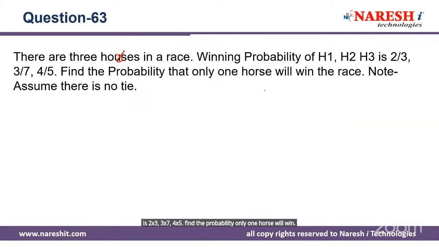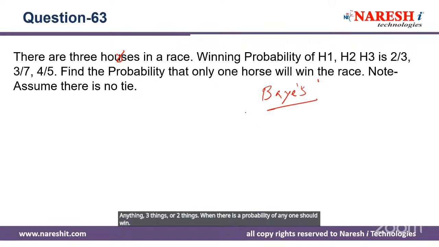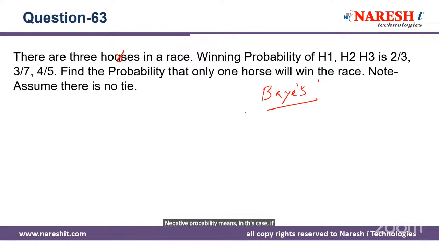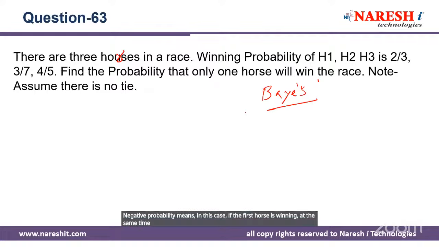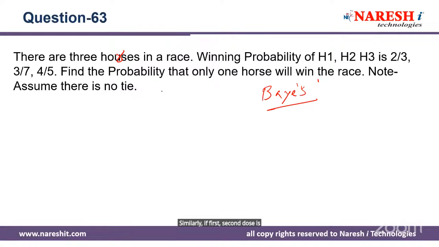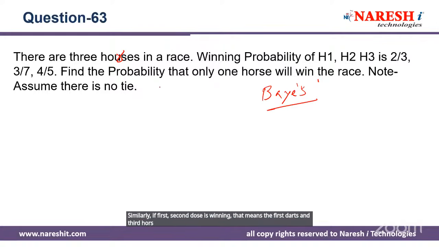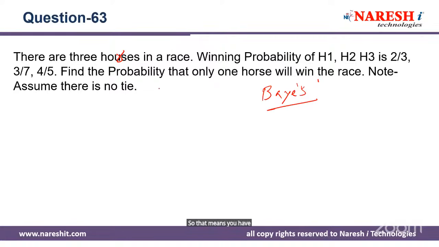Assume that there is no time. This is called the concept of Bayes theorem. Bayes theorem means when there are two or three things, and there is a probability of any one winning, you also need to consider the negative probability. In this case, if the first horse is winning, at the same time the second horse and third horse are losing. Similarly, if the second horse is winning, the first horse and third horse are losing. So you have to consider the winning probability of one horse and the losing probability of two horses.